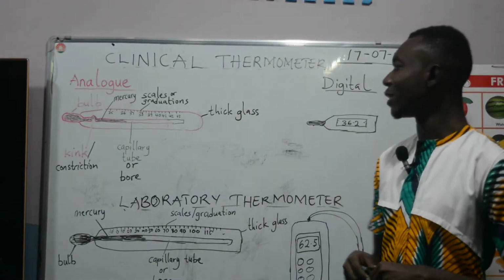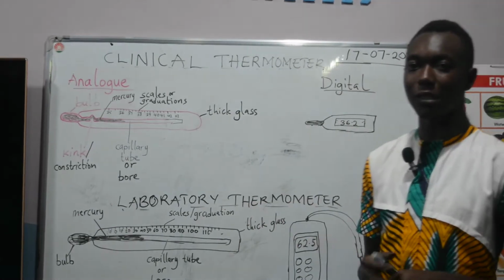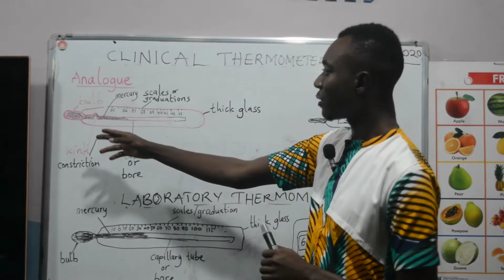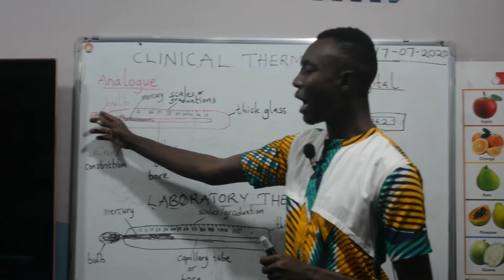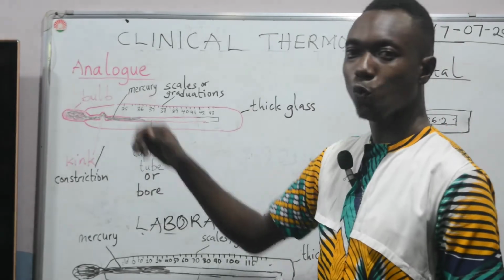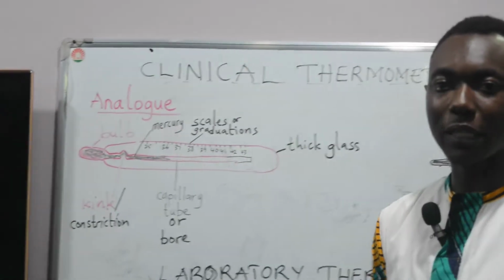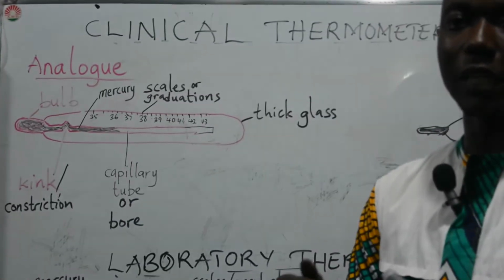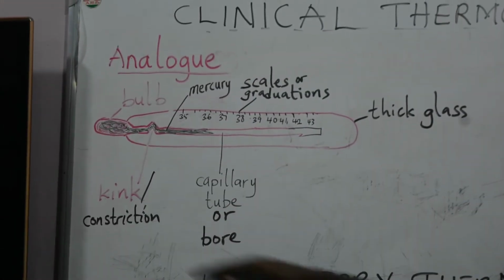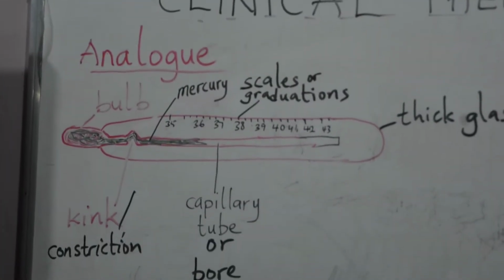Let us look at the analog clinical thermometer and certain parts that you should know. All right? First, we have the bulb. This part is where we insert either in the armpit or any part of the body we deem necessary so that we can measure your temperature. We call it the bulb, and it is the tip of the thermometer.